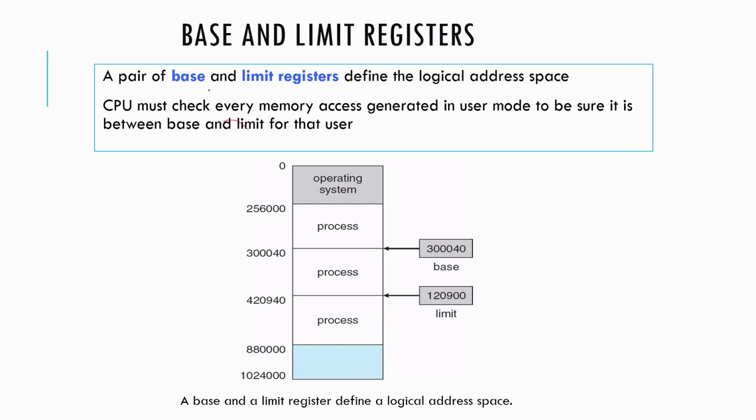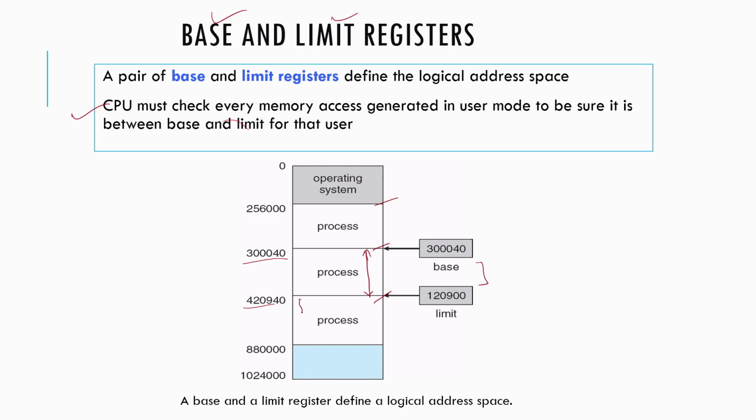Next, the same thing we see here in the implementation: the base register and limit register. We have discussed this pair already. Operating system, same here; this is the base register, this is the limit register. You can see the base register is 300440, and this is the limit. Limit means the length, and we can get it by subtracting 300440 from 420940, so you will get this value. So it is the length. Like this we make the partitions.